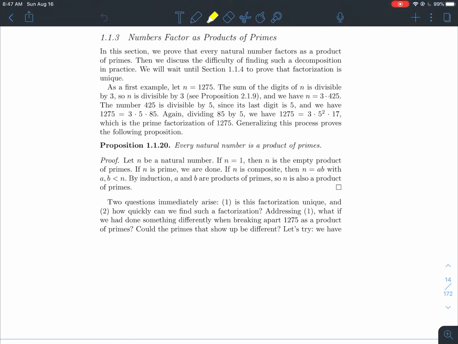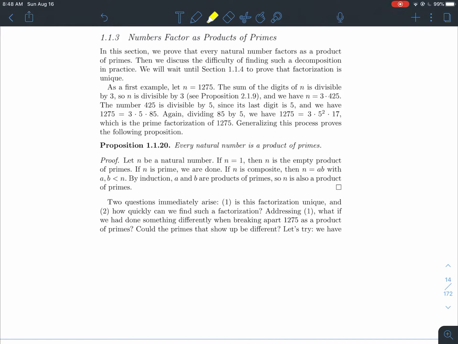This is a short video about section 1.1.3 in Stein's Elementary Number Theory textbook. This is about how numbers factor as products of primes, so natural numbers too. In particular, we'll just jump down to Proposition 1.1.20, which tells us that every natural number is a product of prime numbers. So what does the proof of this look like?